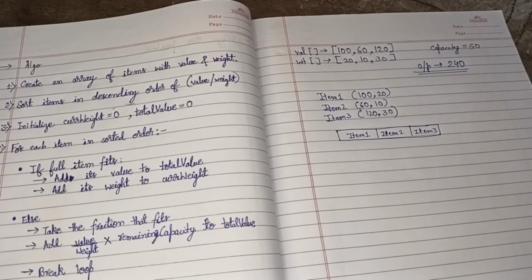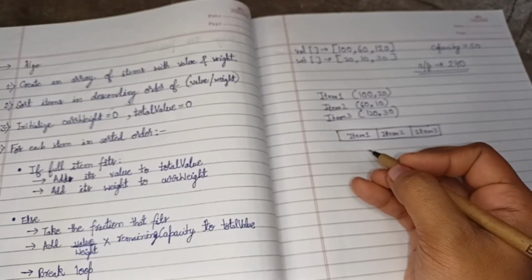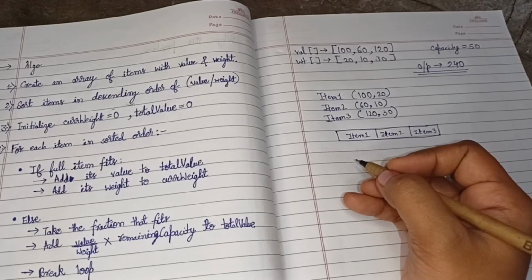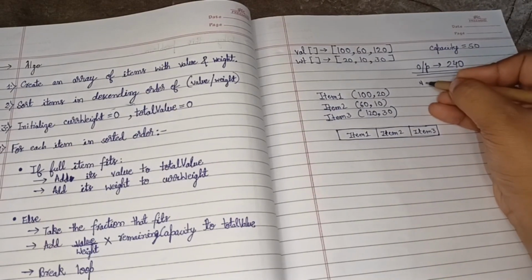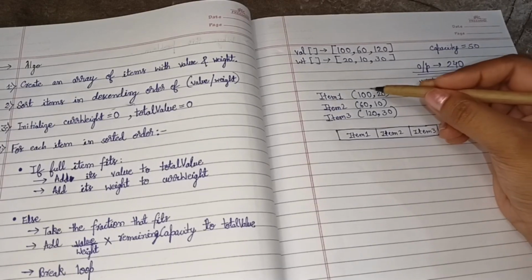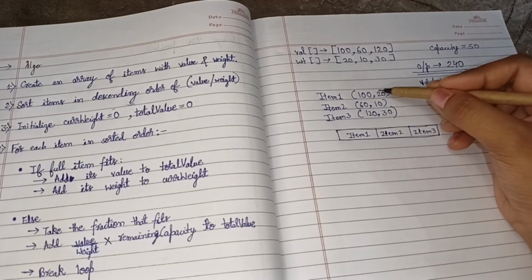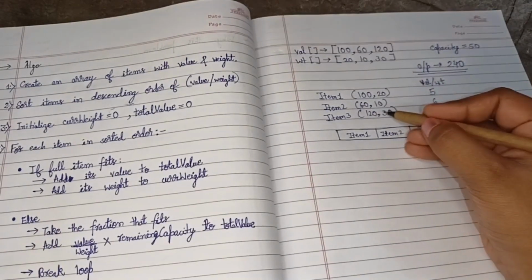So we have the item array now. Now we have to sort this items array according to the value by weight ratio in descending order, so that we pick up the most profitable element first. So let's write down the value by weight ratio here. The value is 100 and the weight is 20, so its ratio is 5, it is 6 and it's a 4.